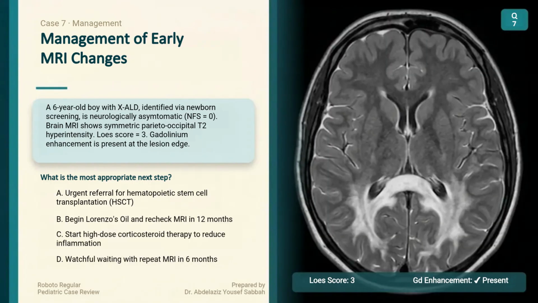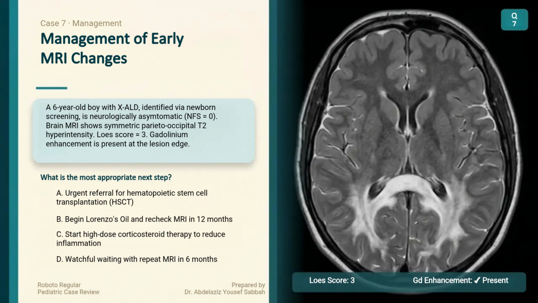Case 7. A 6-year-old boy with X-linked adrenoleukodystrophy, identified through newborn screening, is neurologically asymptomatic with a neurologic function score of 0. His brain magnetic resonance imaging shows symmetric parieto-occipital T2 hyperintensity with a loss score of 3, and gadolinium enhancement is present at the lesion edge. What is the most appropriate next step?